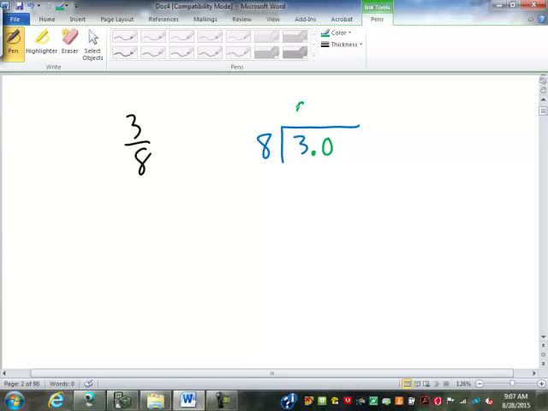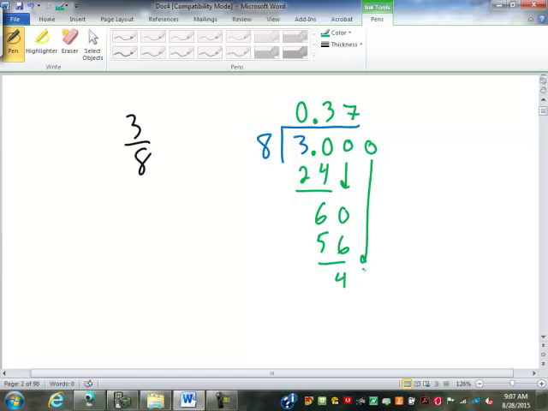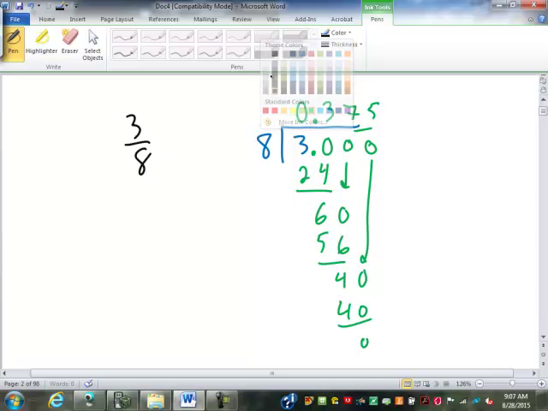Since 8 doesn't go into 3, you put a 0 there. So we move the decimal point straight up. Now 8 does go into 30 3 times. That's 24 with 6 left over. Adding another 0 and bringing it down, 8 goes into 60 7 times. That's 56 with 4. Add another 0 and bring it down. 5 times, and that's it. That's even. So 0.375. Not all of these will end like that.